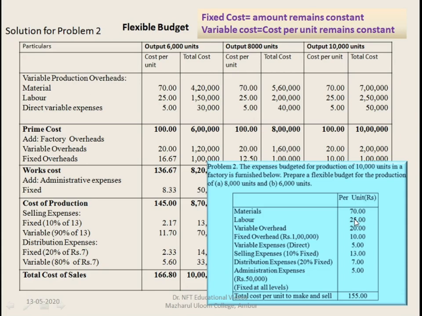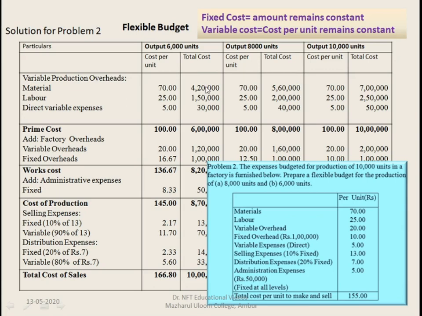So what we have to do in case of variable cost or flexible cost, cost per unit remains constant. So you can write the cost per unit 70 rupees for material, labor it is 25 rupees, and for variable expenses it is 5 rupees. For all three levels of output, for 6,000 units, 8,000 units and 10,000 units, the cost per unit is the same: 70, 25 and rupees 5.